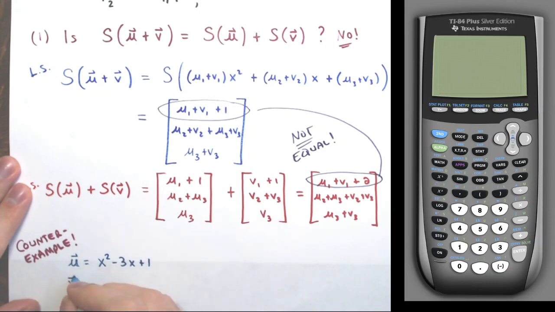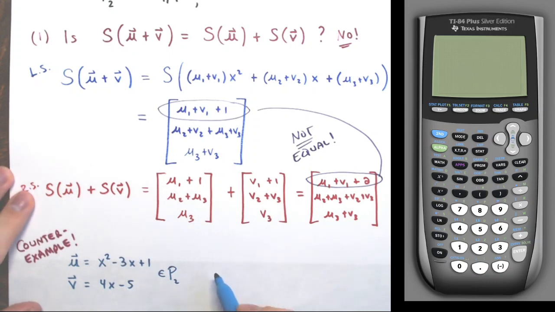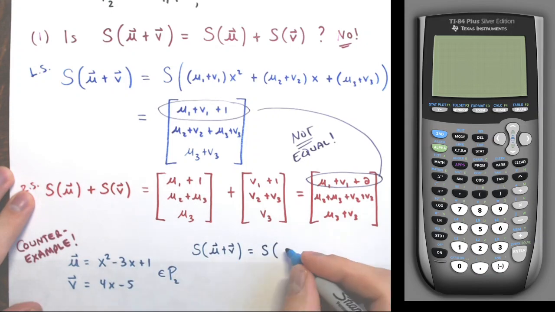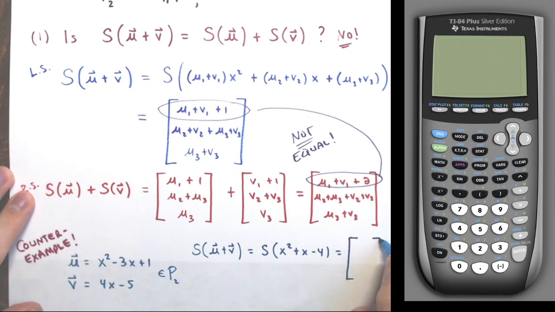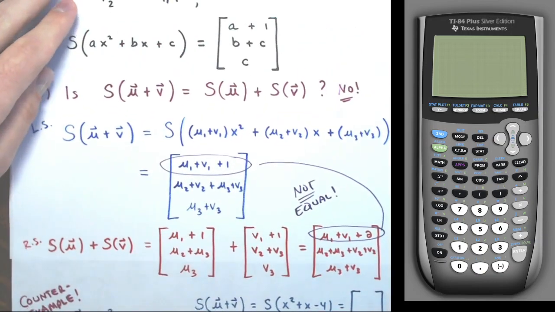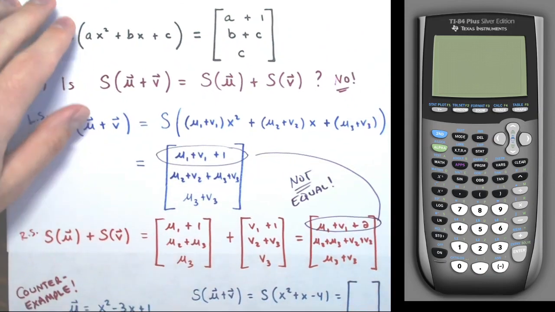And say v is just 4x minus 5. Whatever, just polynomials, these are specific vectors from P2. Then let's take a look. What's S of u plus v? That would be S of, now here I'm doing the addition of polynomials first. If I were to add these polynomials, I'd have x squared plus x minus 4. And then I apply S to this. Remember the rule for S is up here.